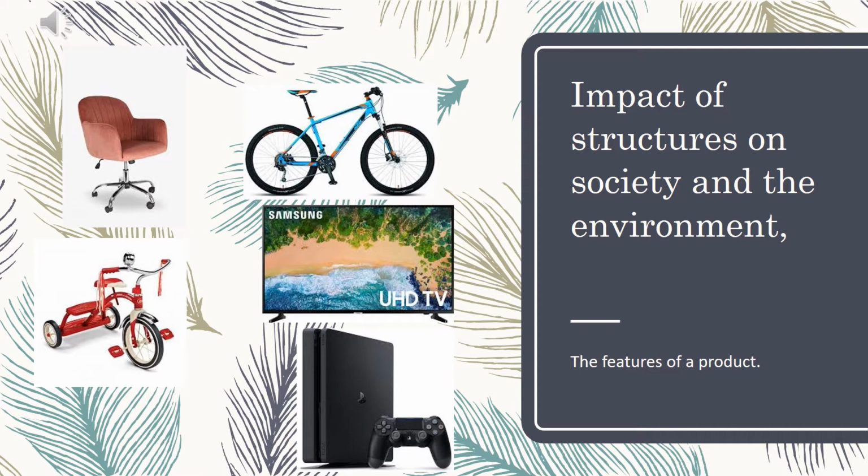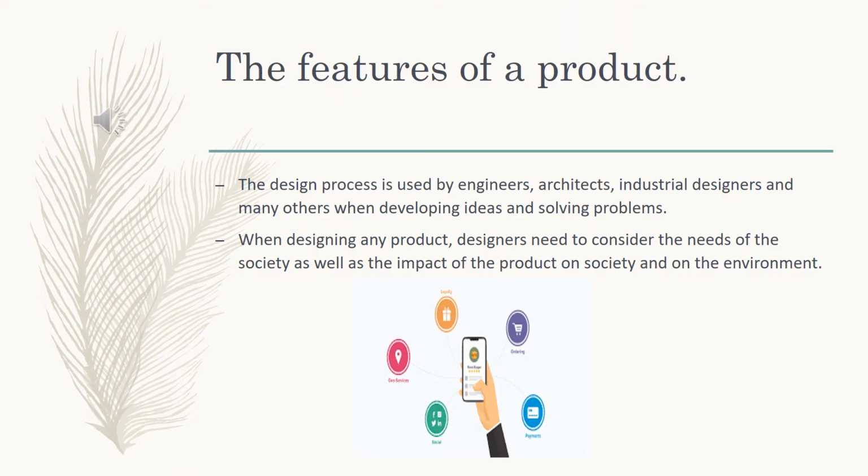We're going to look at the impact of structures on society and environment. So the focus is the features of the product. If you look at these pictures here on the slides, there are different pictures of items. All these items have different features that you can think of right now. Features of the product are characteristics of your product that describe its appearance, how it looks, components and things like capability. What are you using the product for?